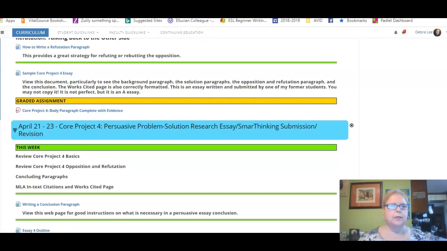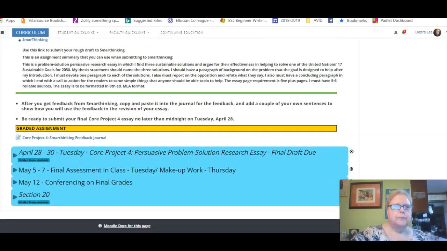And so this week, continue, get all your body paragraphs together for your solutions, your 3 solutions, finish up your opposition and refutation, and then add your conclusion. And when you get all of your rough draft completed, you're going to submit it to Smart Thinking.